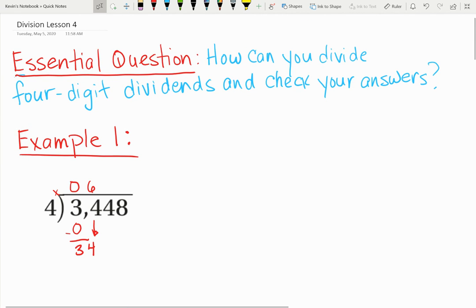Hello, fourth grade. Today we're going to be doing division lesson 4. And our essential question of the day is how can you divide 4-digit dividends and check your answers?